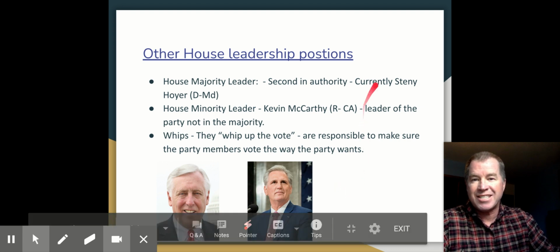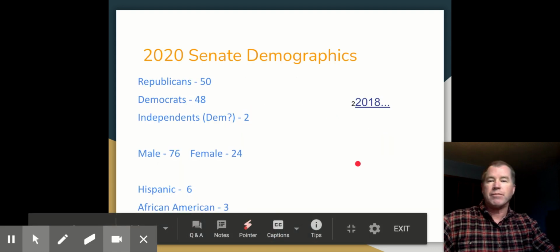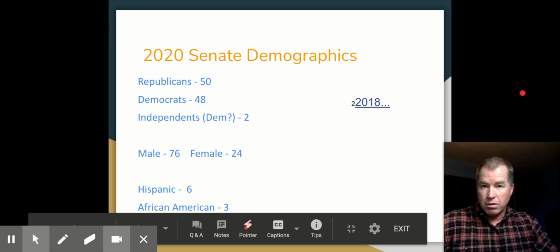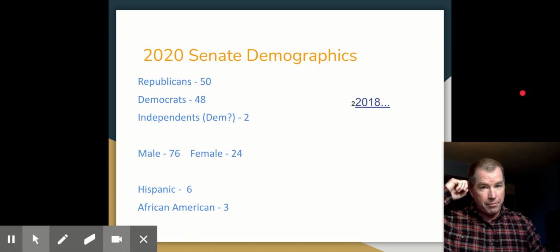So Kevin McCarthy is Minority Leader. Steny Hoyer, strange name, but that's his name, is Majority Leader. All right, how does the House break down right now? Oh, sorry, how does the Senate break down?